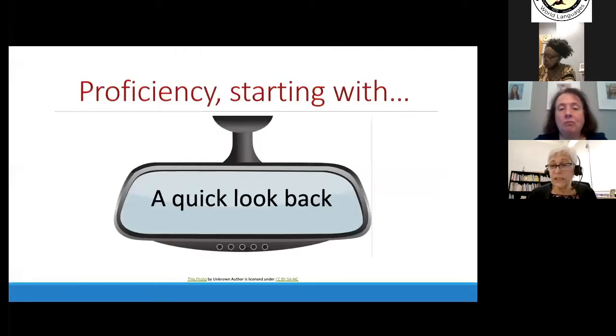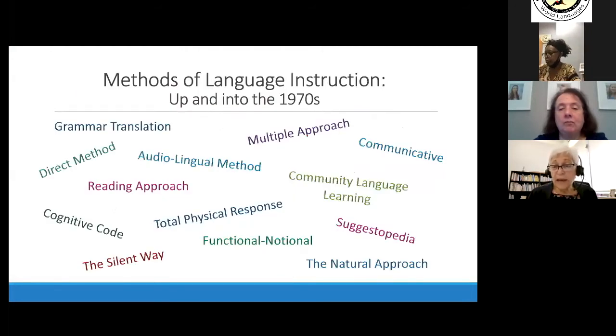So, proficiency, we're going to start by taking a quick look back. What we're looking at on this slide are the different methods, approaches, theories about how language is best taught leading into the 1970s. Some of these might look really familiar to you: grammar translation, total physical response, TPR, communicative, or if you're as old as I am, the audiolingual method. Others may be new to you because you're not familiar with them, but these are all different methods that were being used up and into the 1970s.